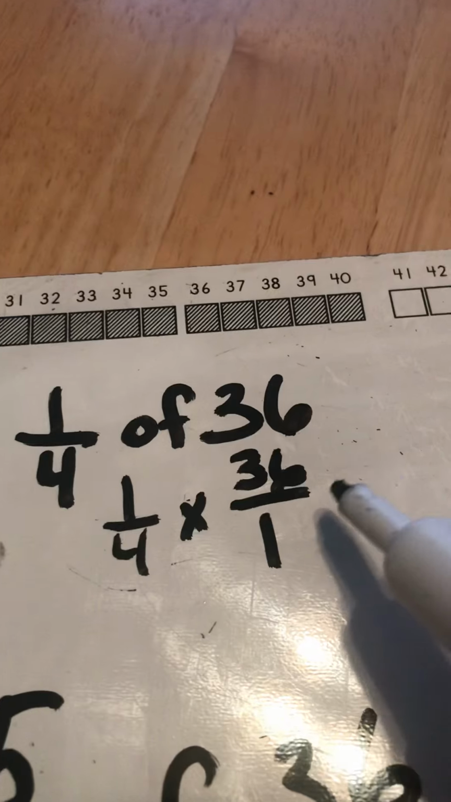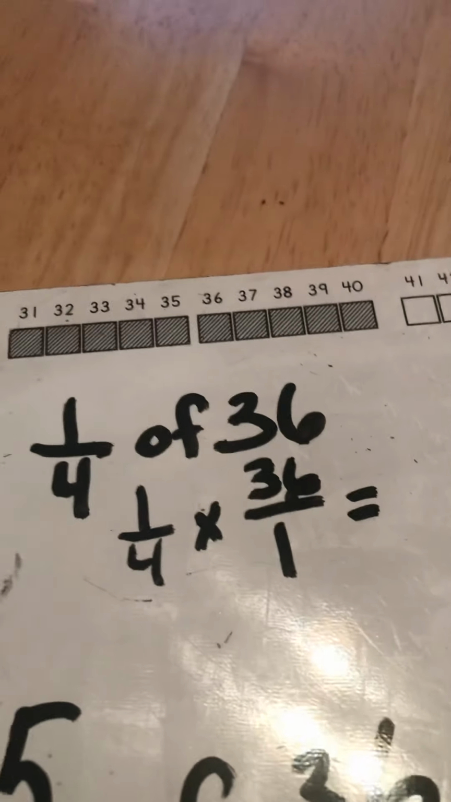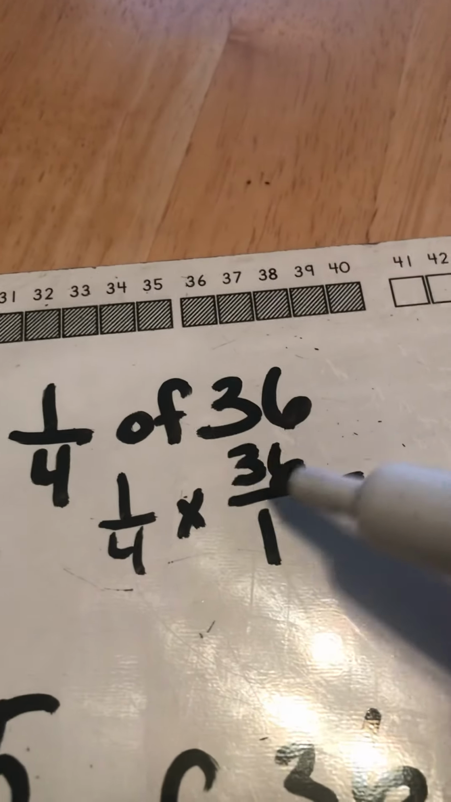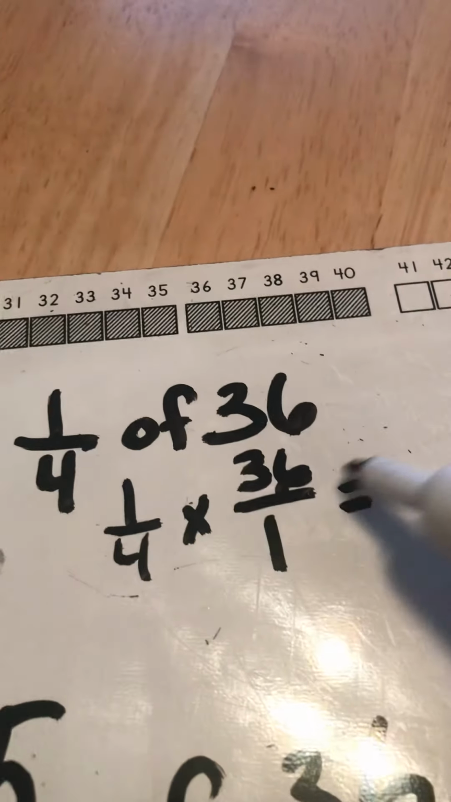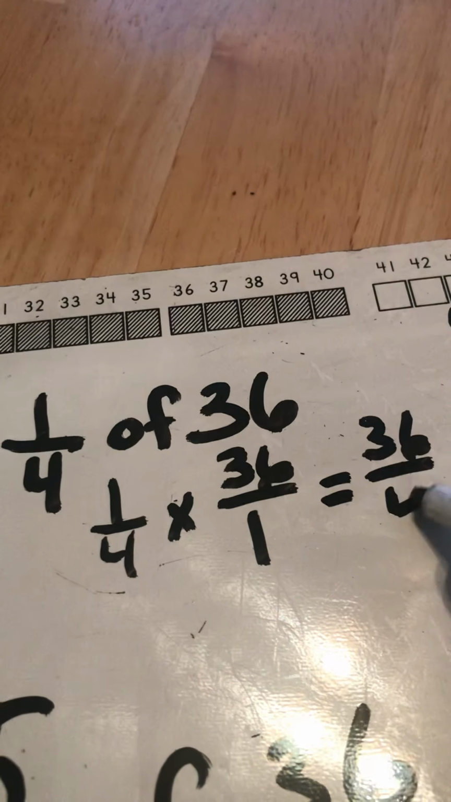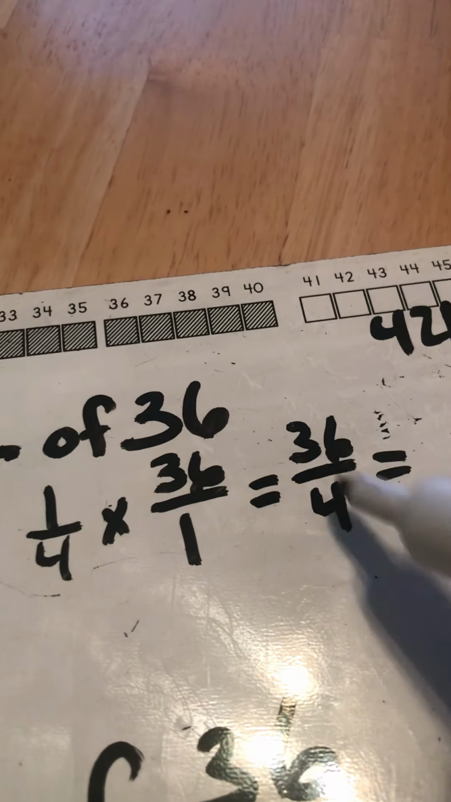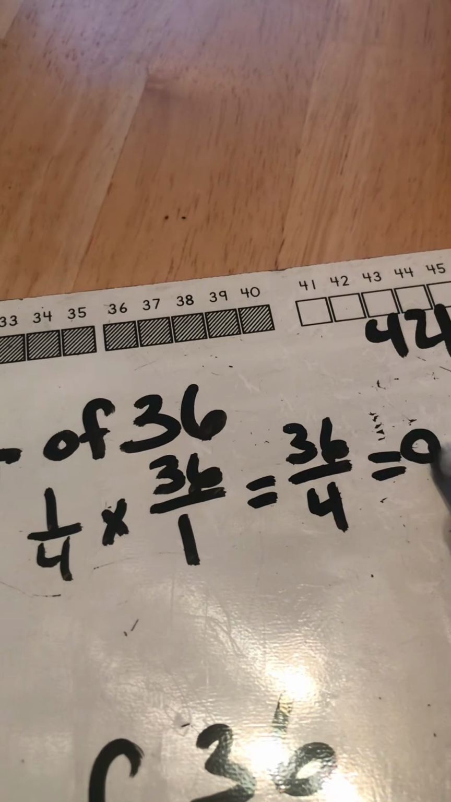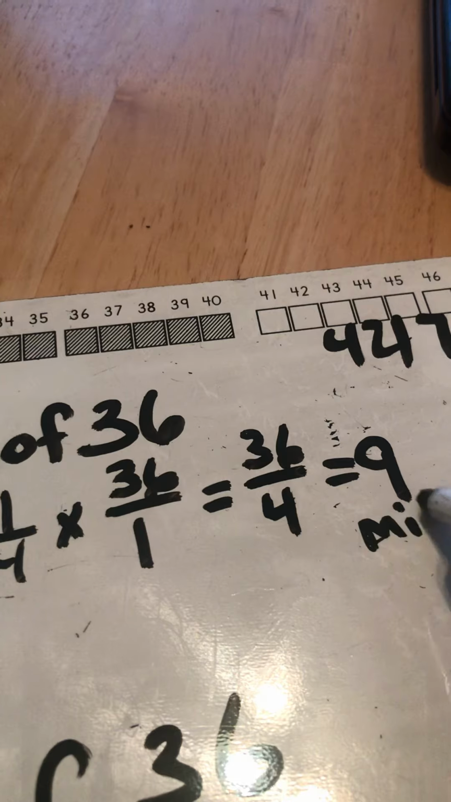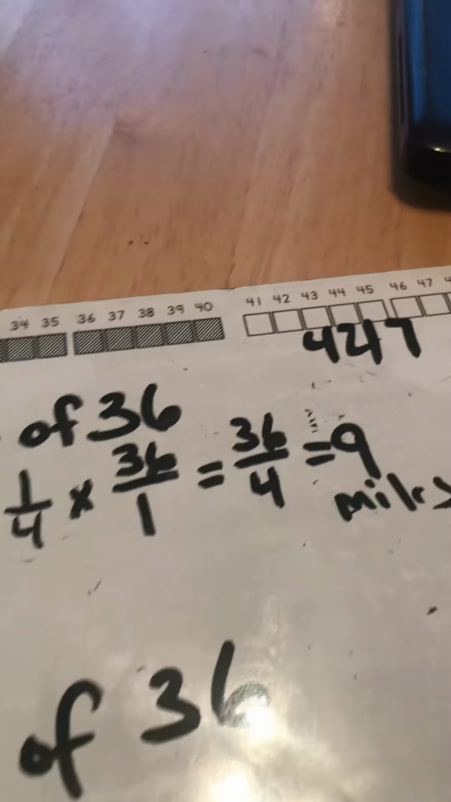I know I say this all the time, but it's because it's a whole number. And that's how we keep its value. We haven't changed the 36. 1 times 36 is 36. 4 times 1 is 4. We have an improper fraction. 4 goes into 36 9 times. So we have 9 miles as our first one.